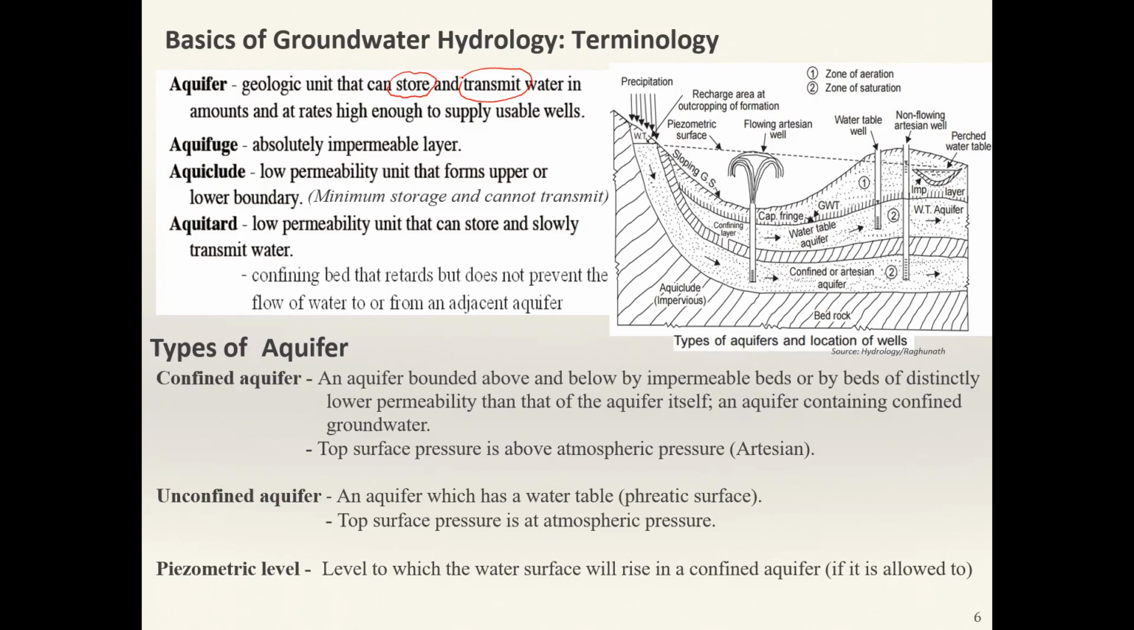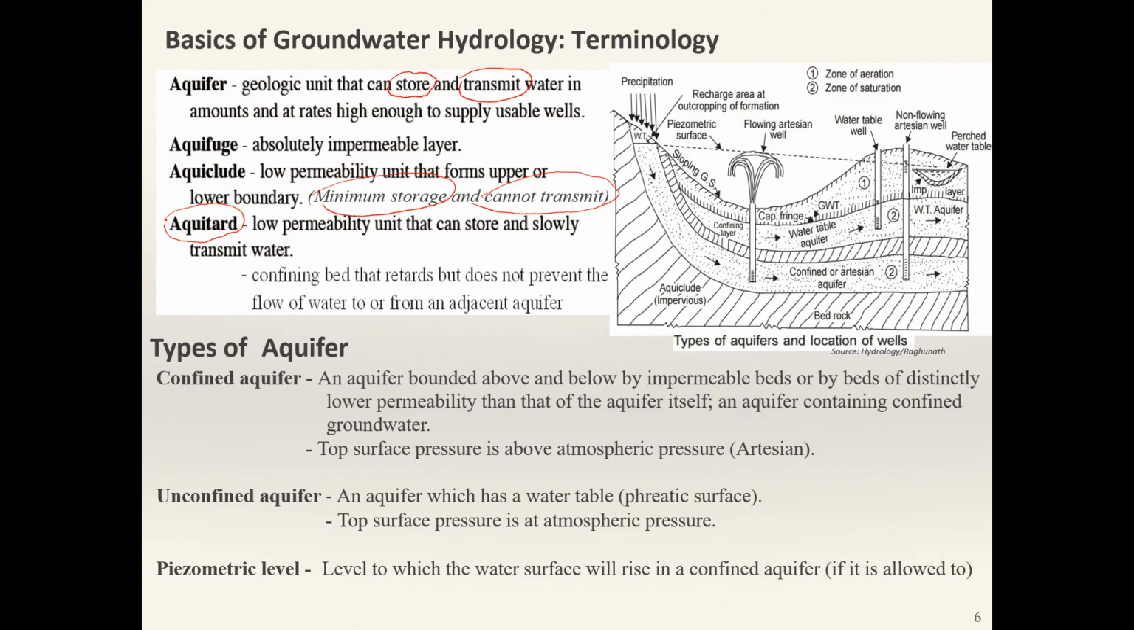Then the aquiclude, what is it? A low permeability unit that forms an upper or lower boundary. It has minimum storage and cannot transmit. So it is not as impermeable as the aquifuge. It has some storage, but the issue is that it cannot transmit, right? That is an aquiclude. Then this is very often discussed in groundwater hydrology, called the aquitard.